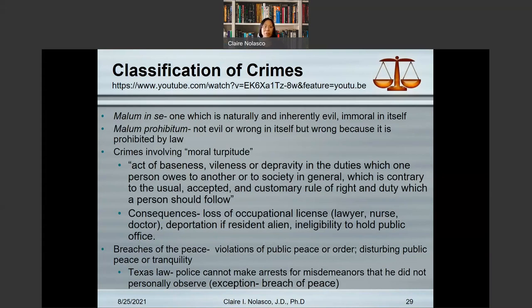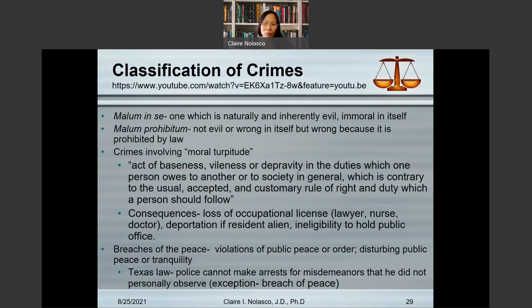Other classifications are crimes involving moral turpitude. So what is exactly moral turpitude? Moral turpitude is an act of baseness, vileness, or depravity in the duties which one person owes to another or to society in general, which is contrary to the usual accepted and customary rule of right and duty, which a person should follow. An example would be murder.